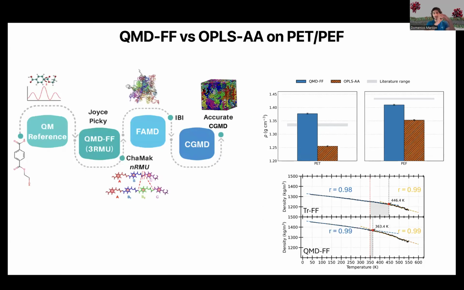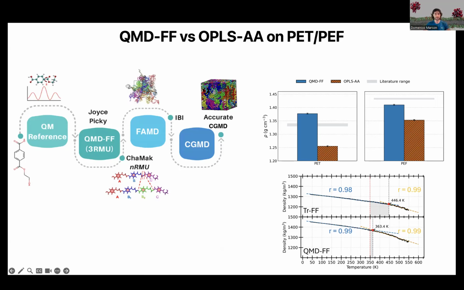In another project in which we are involved with other computational groups in Italy, we had a partner which had the role to rebuild from scratch a new force field just for PET and PEF, which are two important polymers for packaging, for example. And this group was able to recreate from scratch a new force field fine-tuned only for PET and PEF.